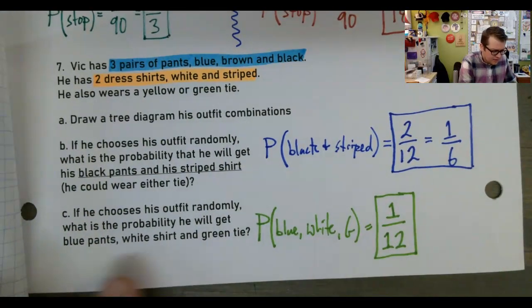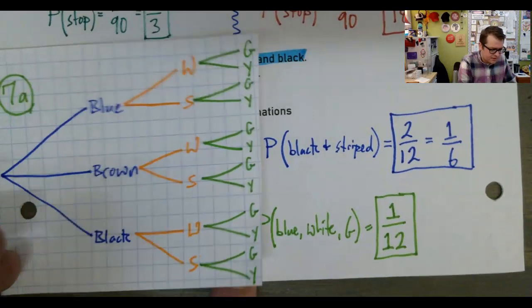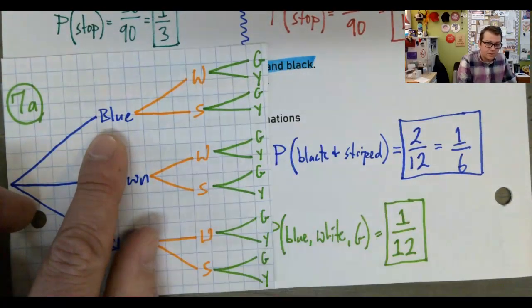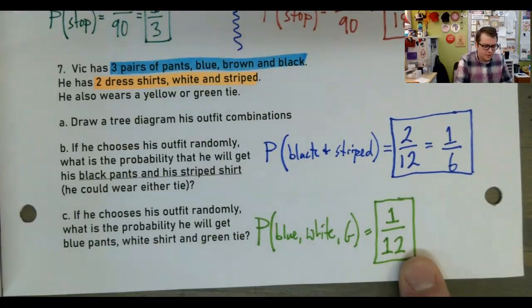However, in part C, what's the probability he will get blue pants, white shirt, and green tie? Blue pants, white shirt, green tie is only one of my total 12 options at the end. So 1/12 there.